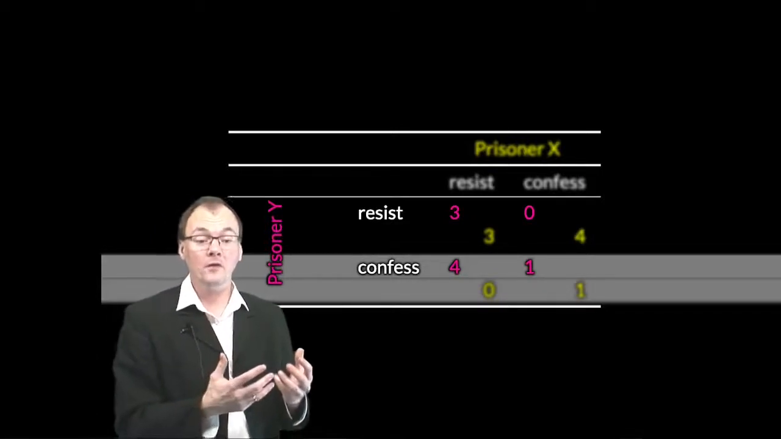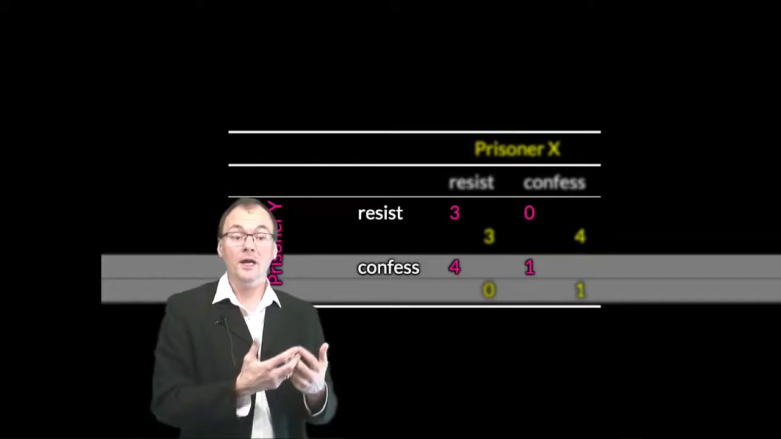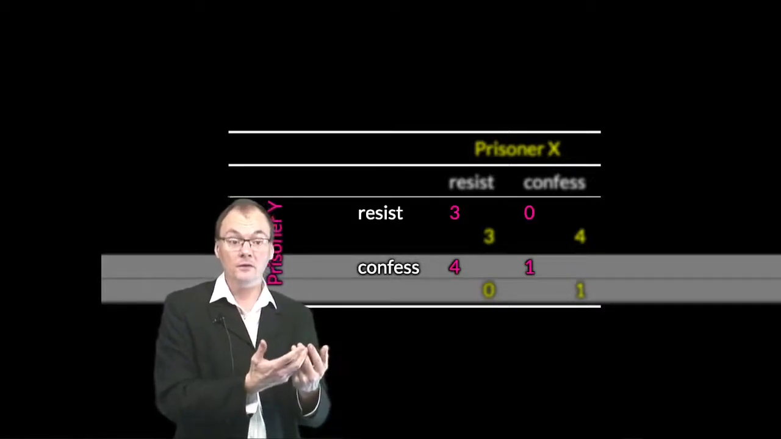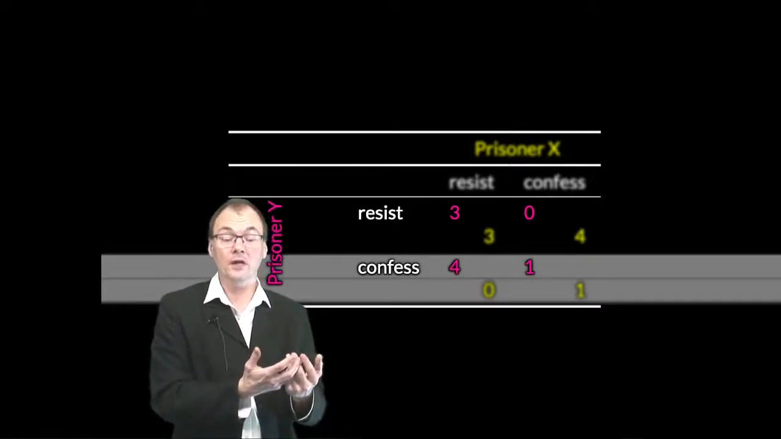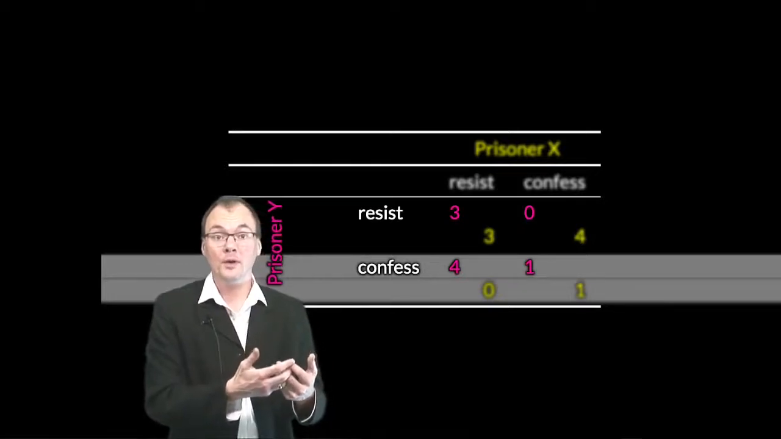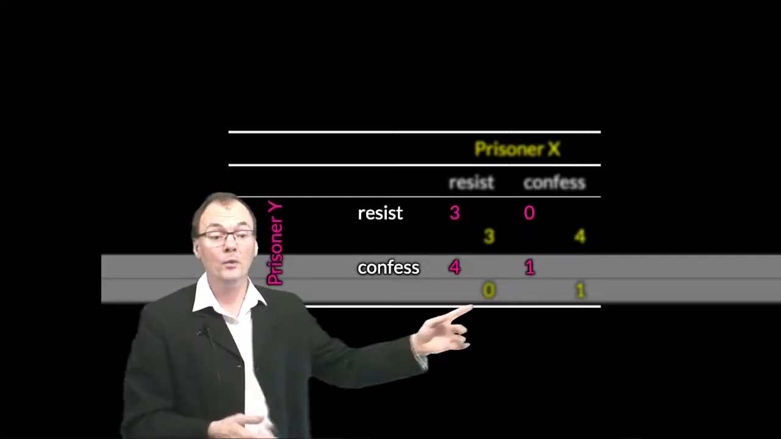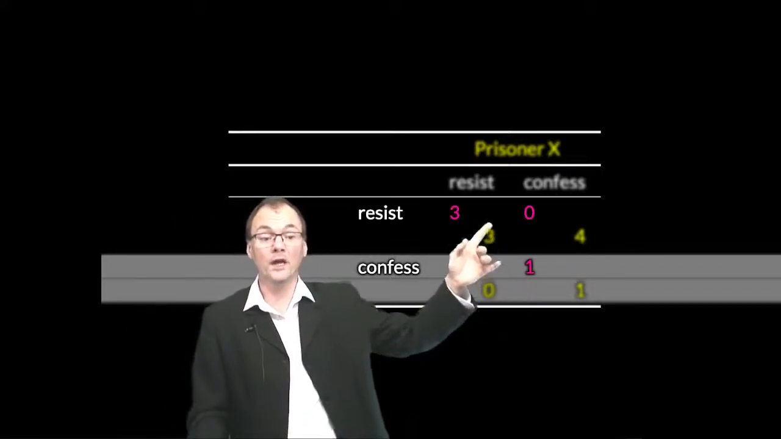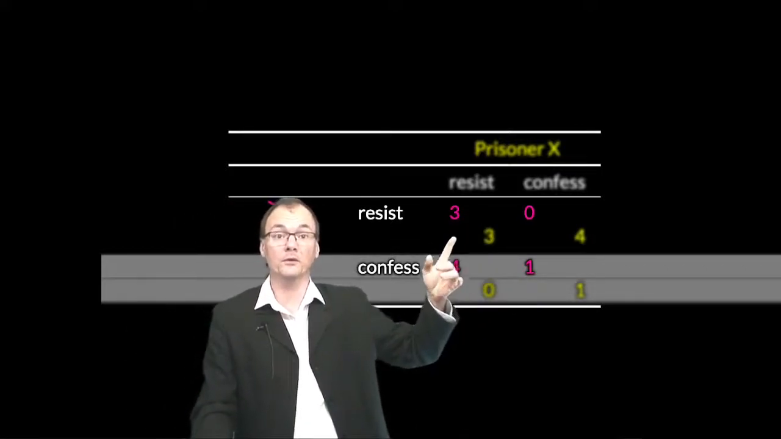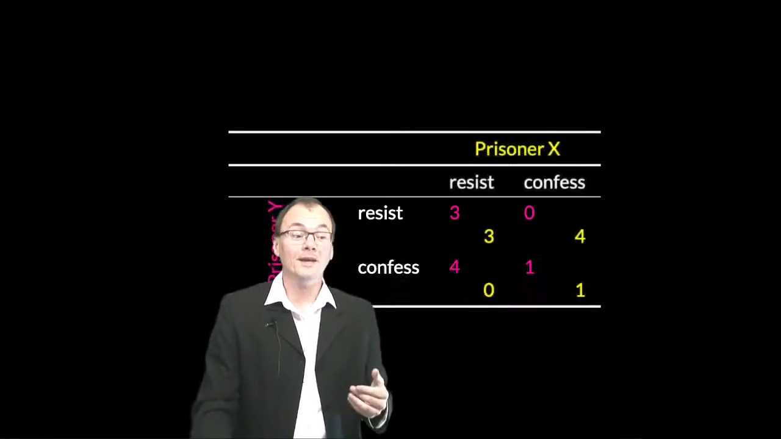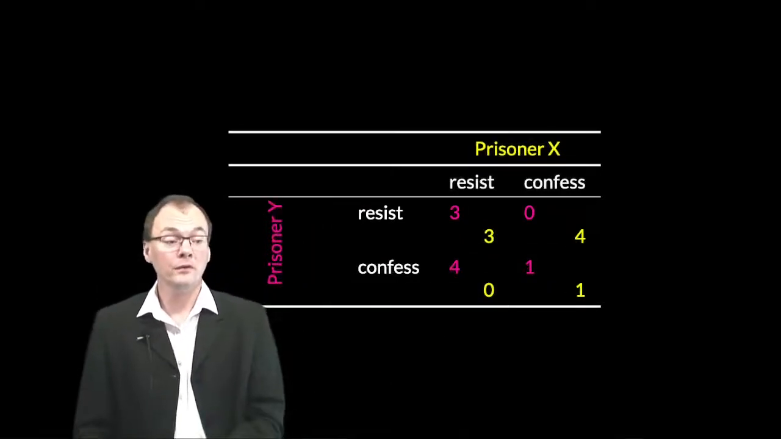So this is the notion of dominance. And I think this is a very plausible and simple idea. It's because confess dominates over resist that those who are playing a prisoner's dilemma will typically end up with this worse outcome when even the much better outcome was available to them. So that, I think, is a useful result from game theory.